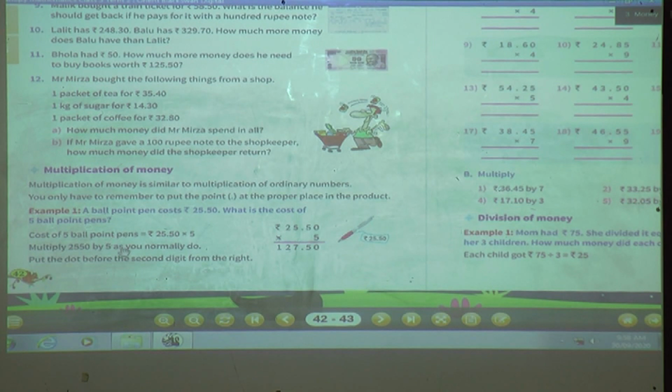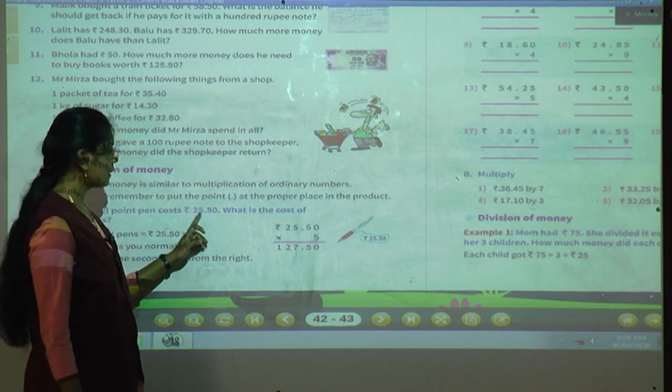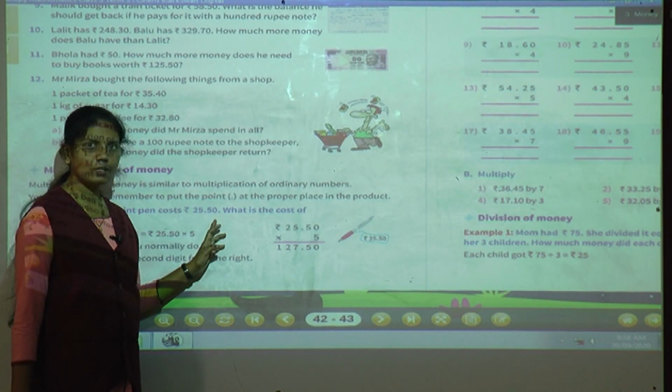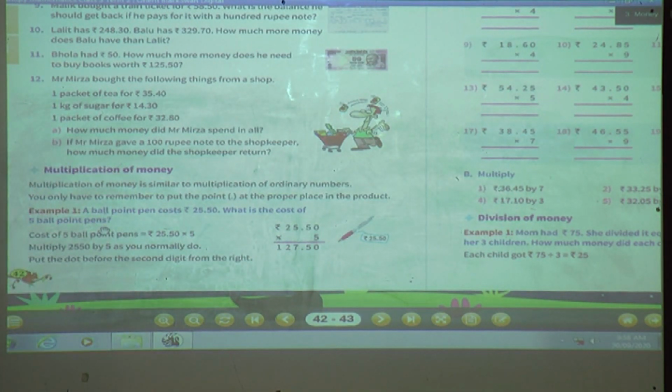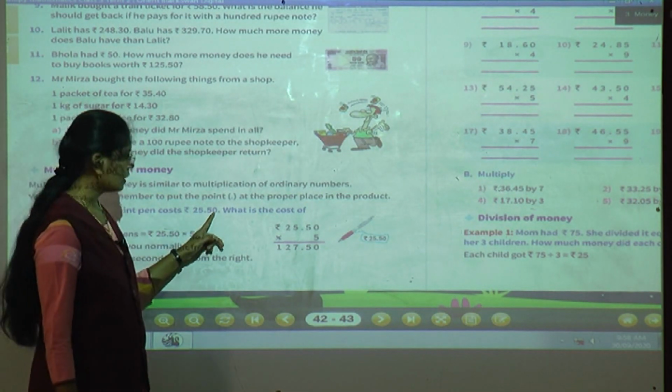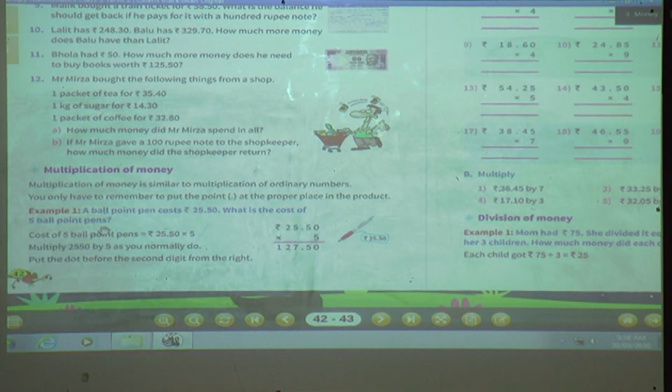So let us take one example. See here, a ballpoint pen costs rupees 25.50. What is the cost of 5 ballpoint pens? The cost of one pen is rupees 25.50, and we have to find out the cost of 5 pens. So here we have to do the multiplication. Look at the board. Cost of 5 ball pens is equal to 25.50 into 5.